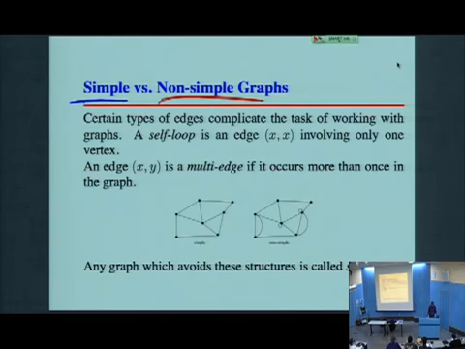Okay, so this is a simple graph. It doesn't have any self-loop. A self-loop makes something not simple. And it doesn't have any parallel edges between pairs of things. Does everybody see it? In this graph, every pair of vertices has at most one edge between them. And there is never a self-loop.